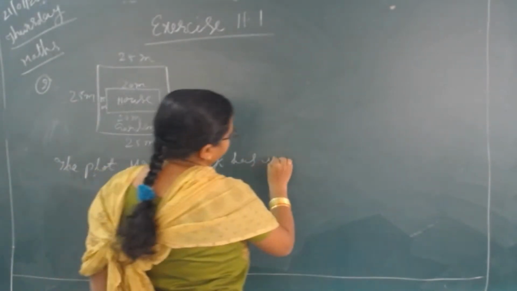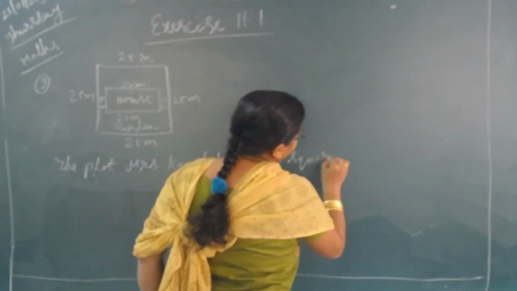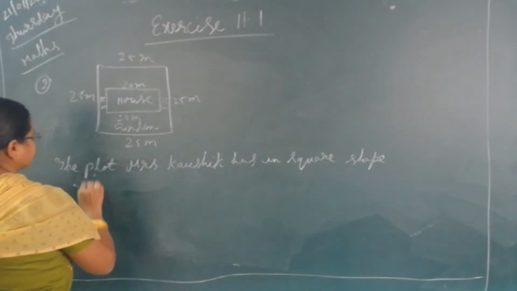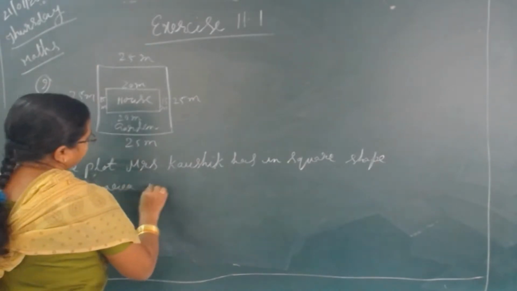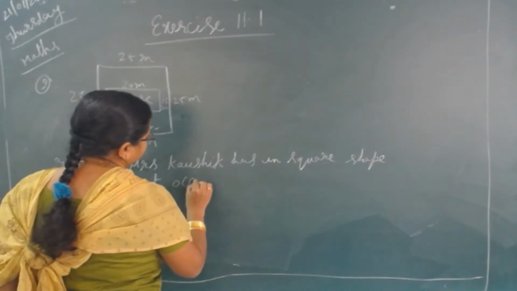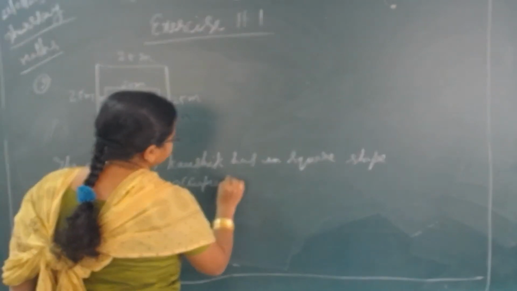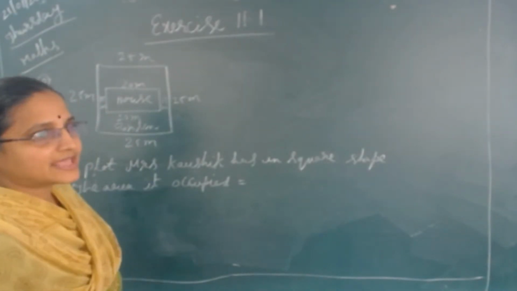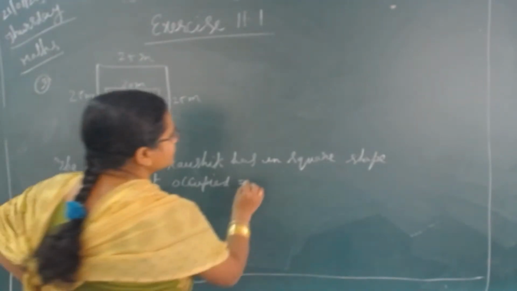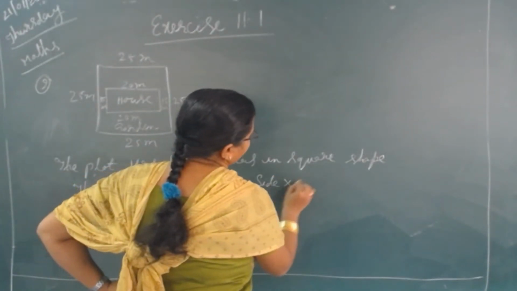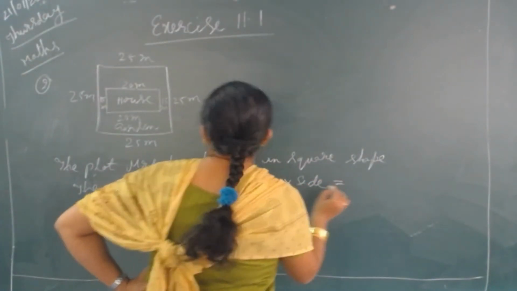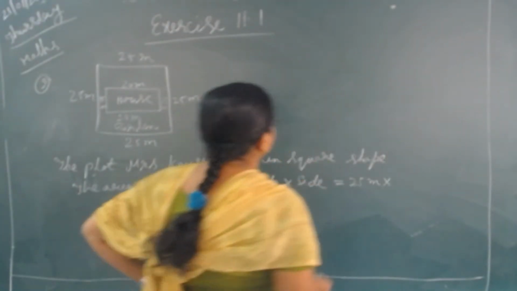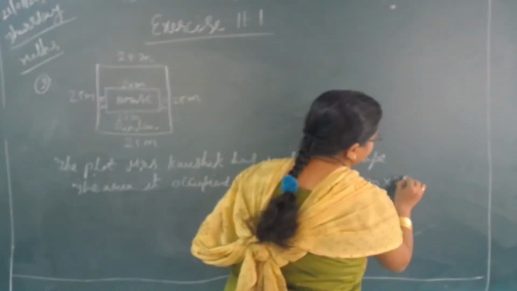In square shape. Okay. So how much area does it occupy? This is in square shape. What is the formula for finding the area of a square field? Side into side. Okay. One side measurement is 25 meters, and all the sides are equal in a square, so the second side is also 25 meters.